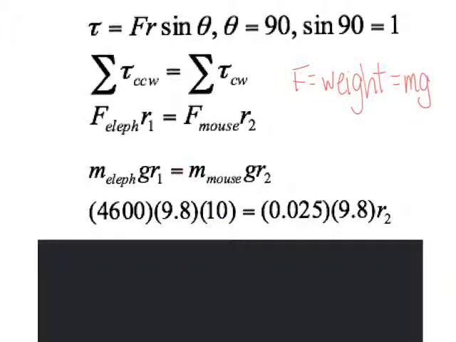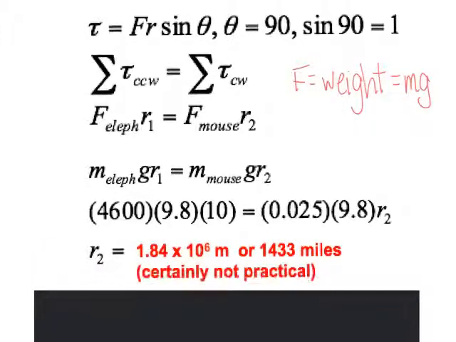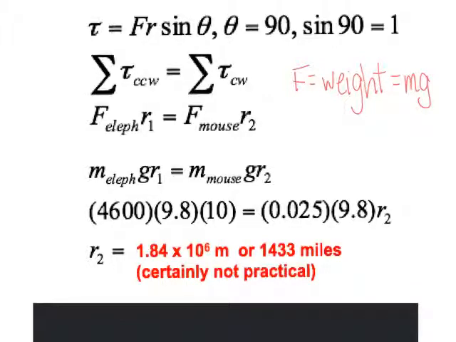On the other side, the mouse has a smaller mass of 0.025 kilograms times 9.8, and then we're looking for its lever arm. So how far out from the fulcrum does the mouse need to be? If you were to plug in your numbers, you should get a value of about 1.84 times 10 to the 6 meters. This would be the equivalent, just to give you a reference, of a little over 1,400 miles. That's not exactly practical, but it would show us how far out that mouse would need to be in order to balance out that elephant.